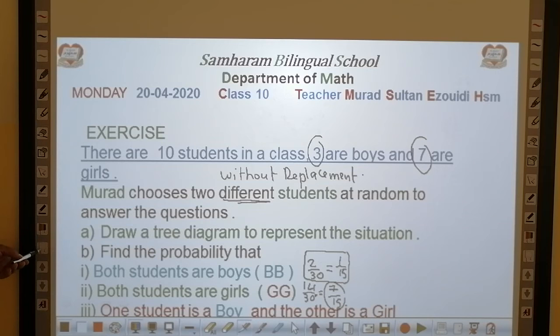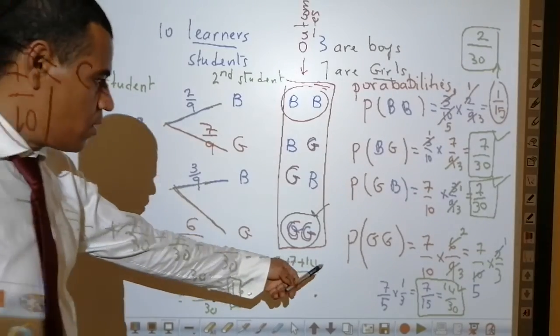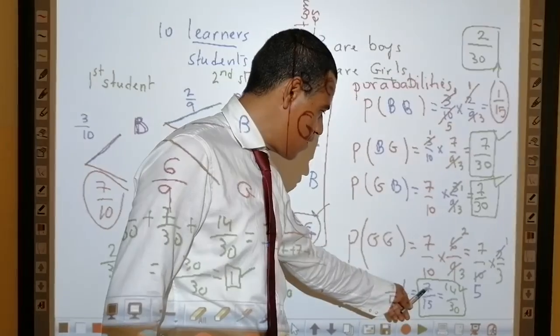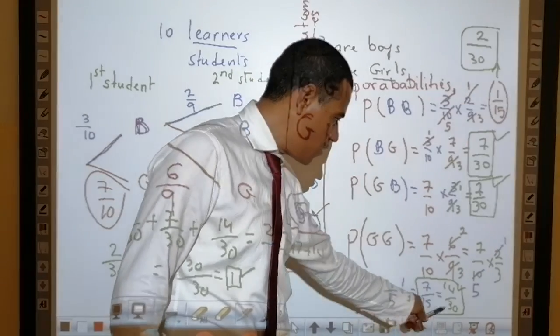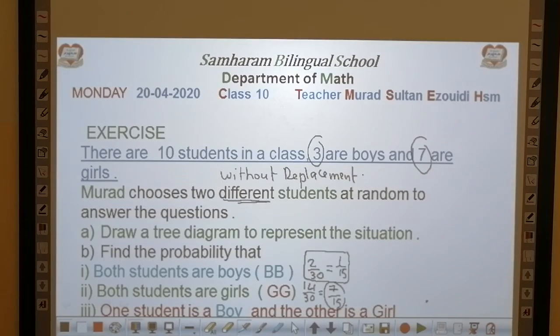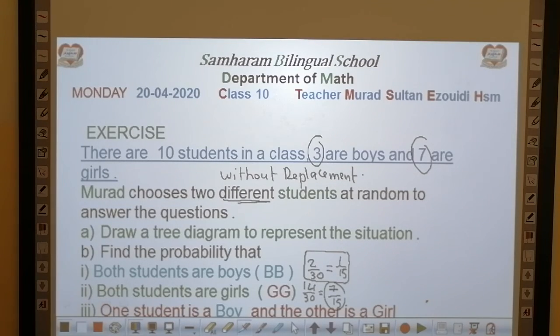Okay? 14 over 30, we said. Let's check on the diagram. Yes. 7 by 1, 7. 5 by 3, 15. 7 by 2 is 14. 15 by 2 is 30. Correct. Okay, the next.